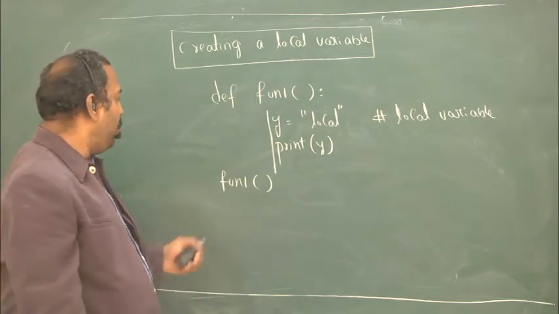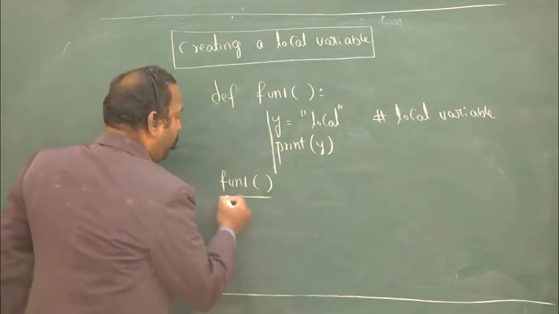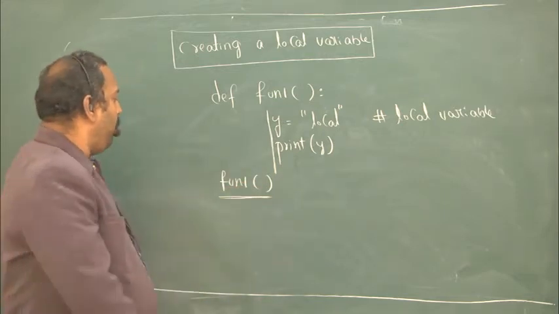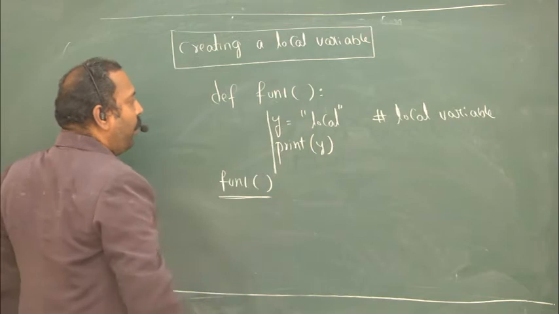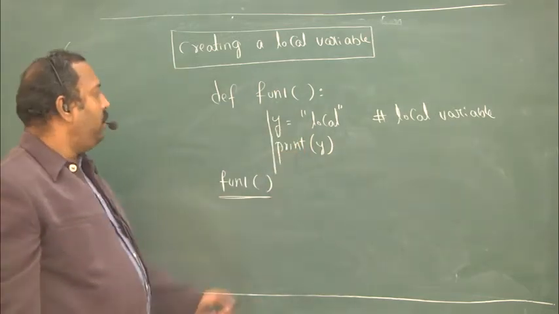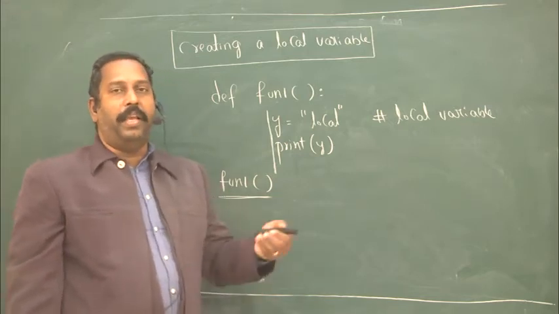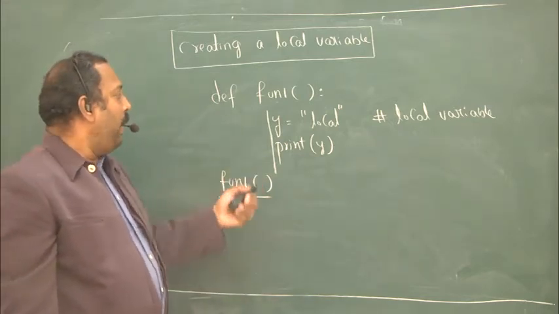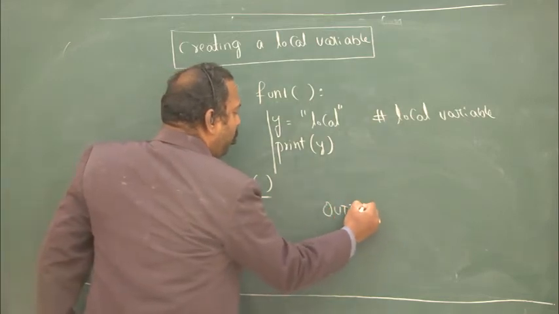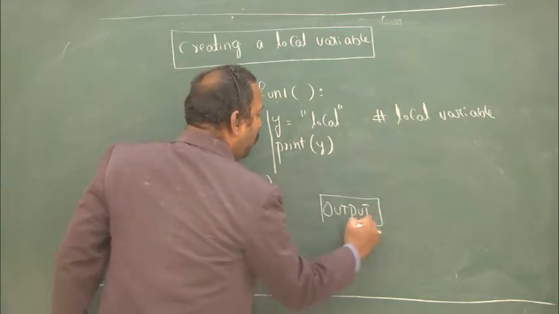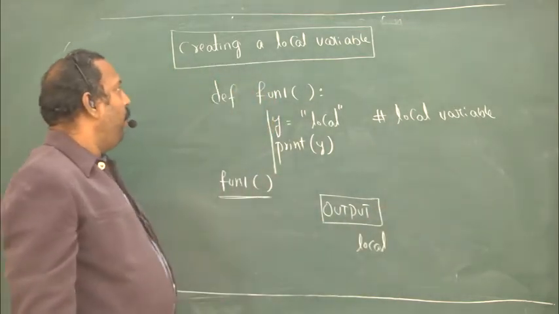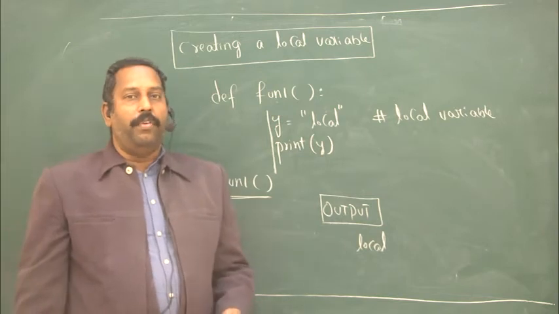You already know that's when there is a function call. This is called a function call, fun1. That means the control will transfer to the function fun1, and here we are creating a variable called y is equal to local. That means we are creating a local variable, and print y means the output you'll get is local. So this is the way of creating a local variable.